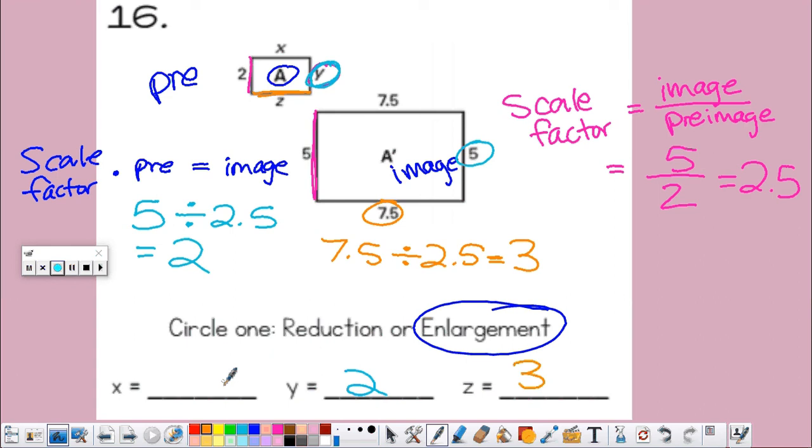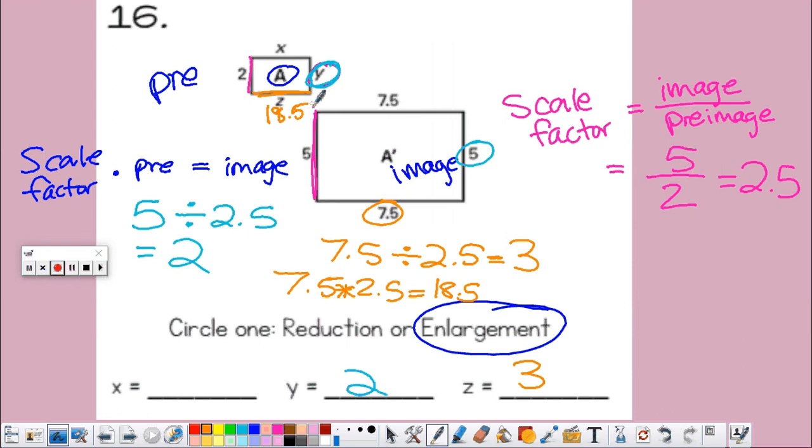Okay, so what happens if we did it the way we did it yesterday? Then we would do, say we did 7.5 times 2.5. What's 7.5 times 2.5? 18.5. Does that make sense that this side length would be 18.5 when this side length is 2? No. So does it make sense why we're having to work backwards through division?